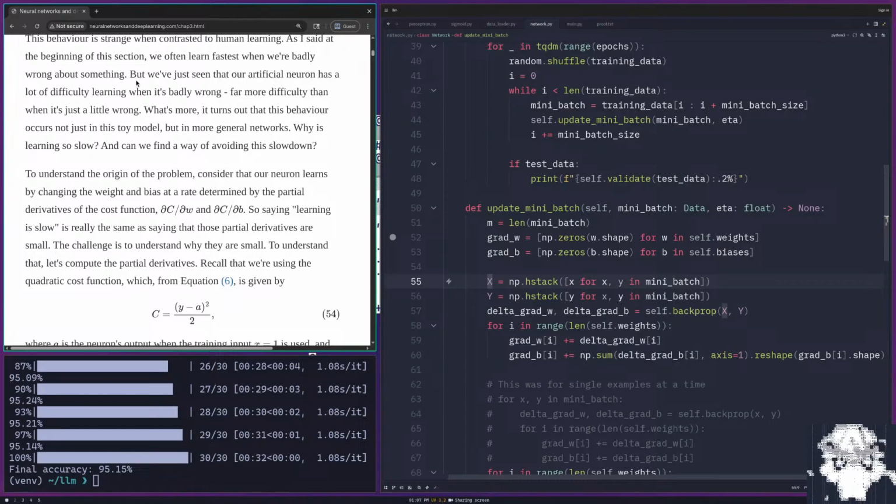What's more, it turns out that this behavior occurs not just in this toy model, but in more general networks. Why is learning so slow, and can we find a way of avoiding this slowdown?